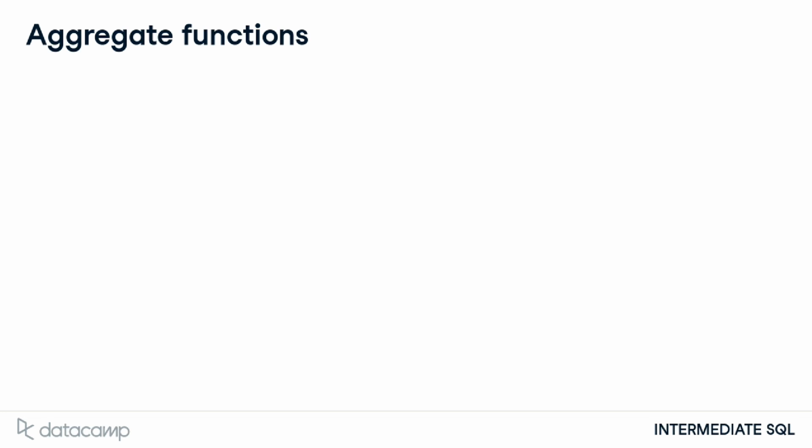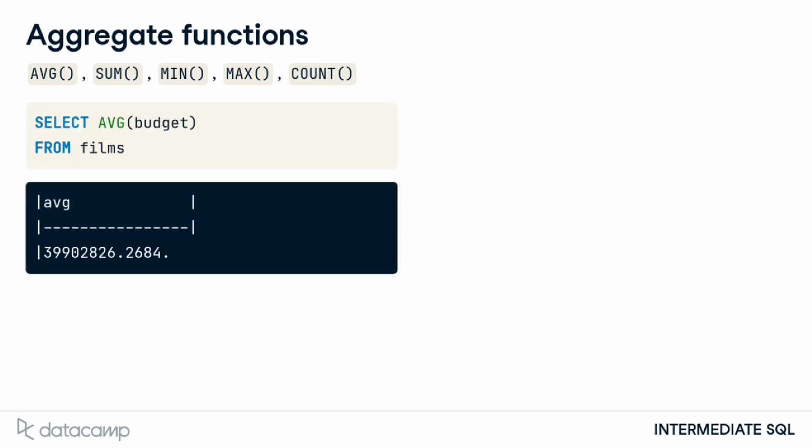We'll now learn 4 new aggregate functions, allowing us to find the average, sum, minimum, and maximum of a specified field. Let's look at some examples of how they work. These aggregate functions come after select, exactly like count. This first query gives us the average value from the budget field of the films table.